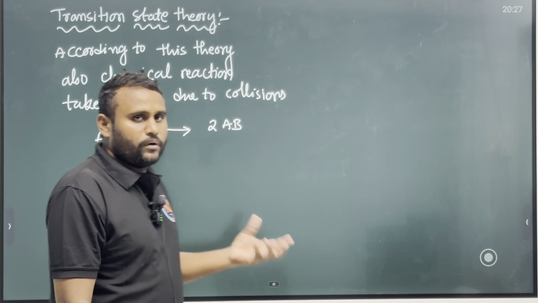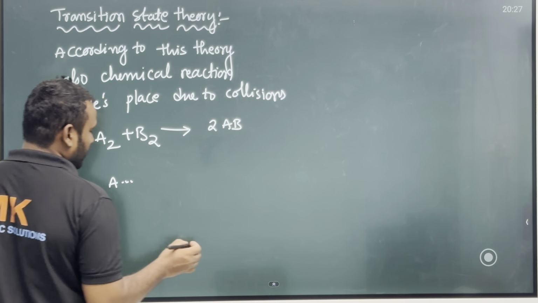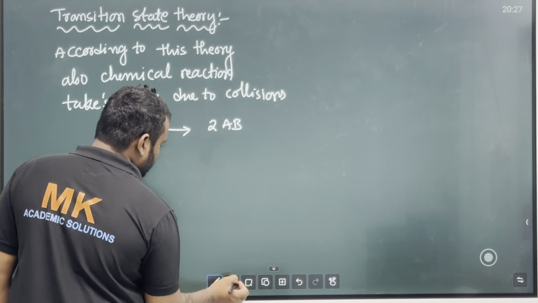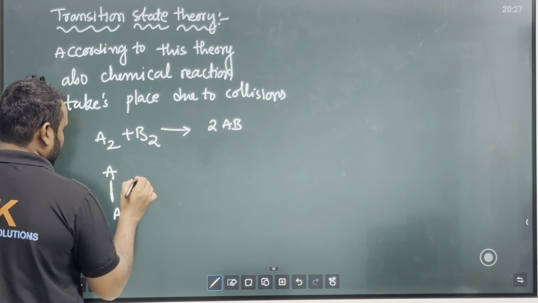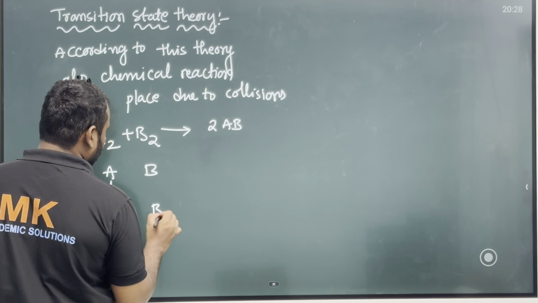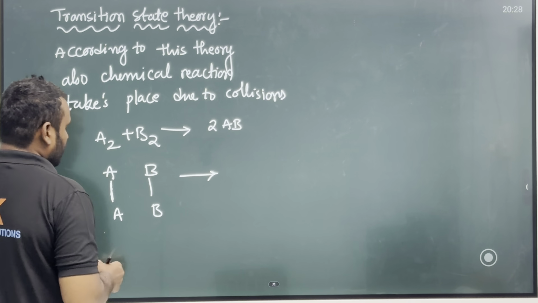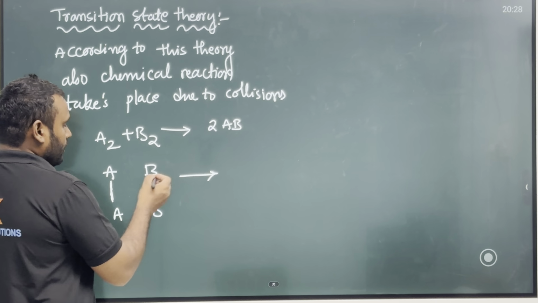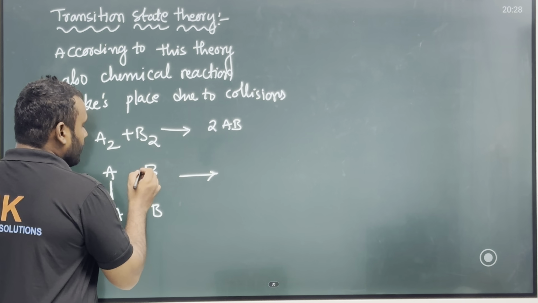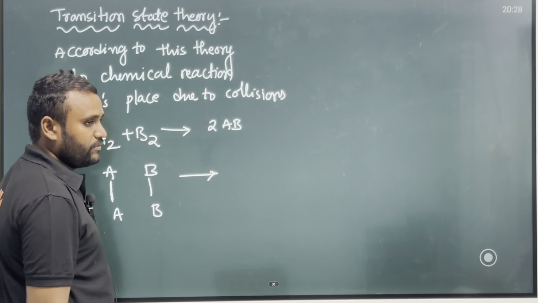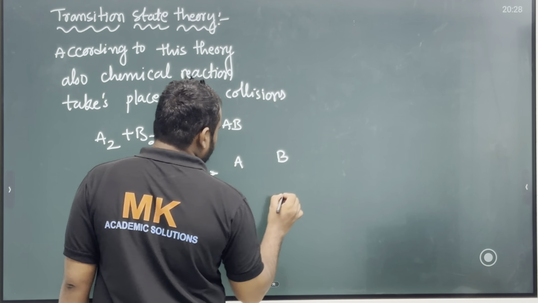So before producing this product, what is going to happen here? Here a bond is present between A and A, and a bond is present between B and B. When they collide with each other, the original bond between A and A is going to break, the original bond between B and B also breaks, and a new bond is formed between A and B, and here also a new bond is formed between A and B. So this is AB.